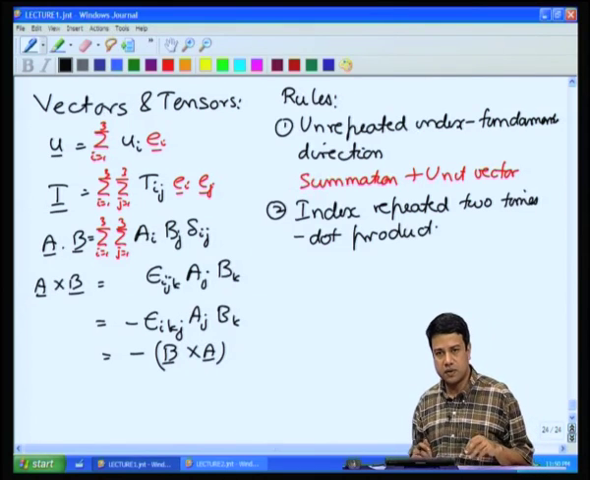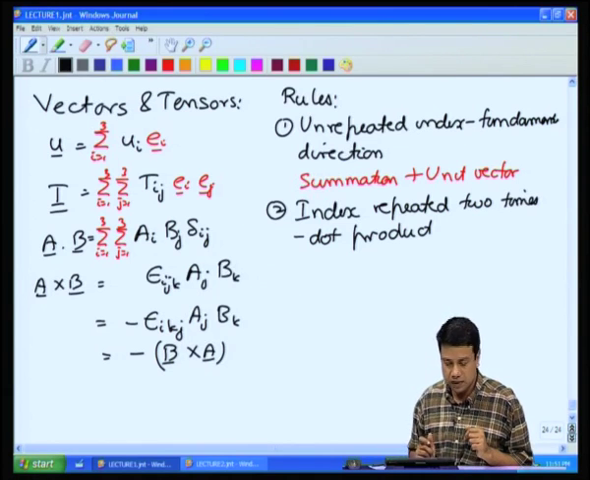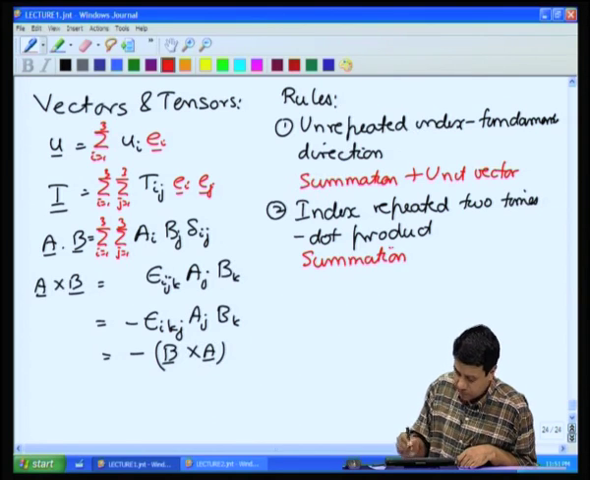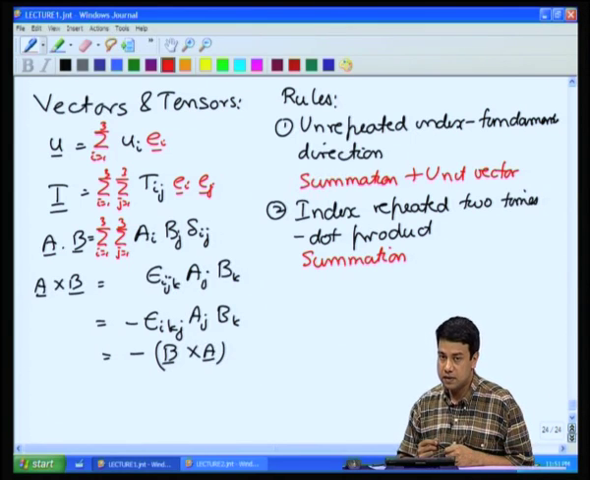If an index is repeated 2 times within the same expression, that means there is a dot product, and with this there is only a summation. With this there is only a summation, there is no unit vector because the dot product is a scalar.